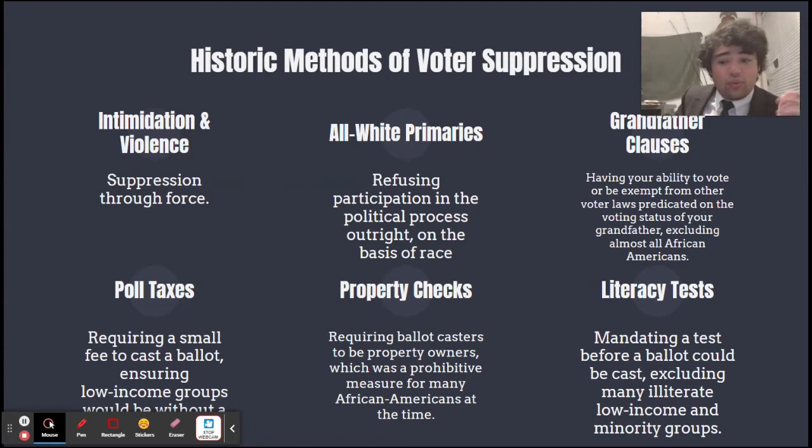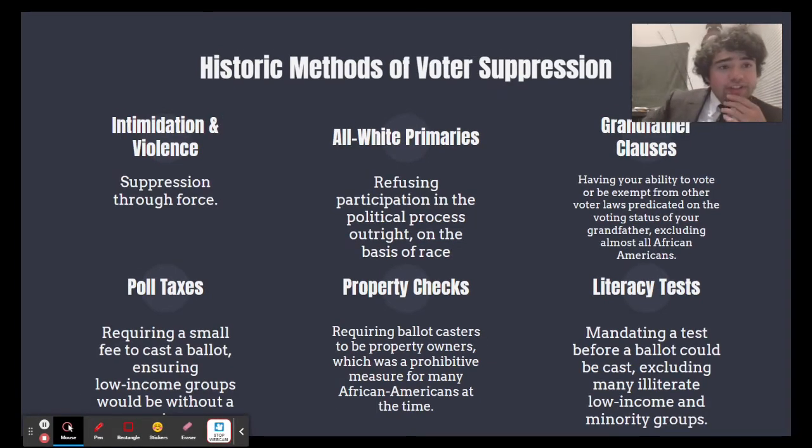And it was the right of that private organization to say that no, they didn't want any people of color, and they couldn't participate in that aspect of the political process, which is crazy to us, but in that day and age, that was the norm. That was how they suppressed voters.